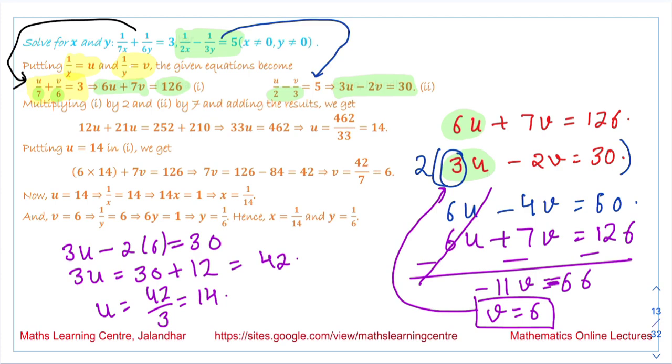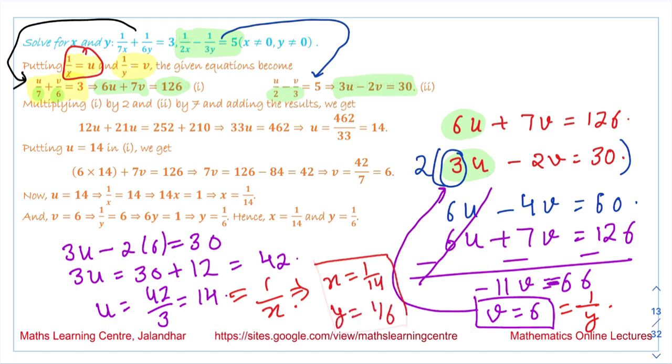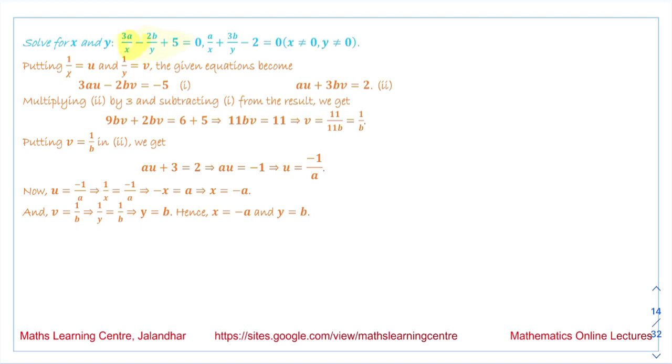What is the substitution that we have done? This is equal to 1 by x. This is equal to 1 by y. So this means the value of x we have is 1 by 14, and the value of y we have is 1 by 6. And these are the required solution, that x is equal to 1 by 14 and y is equal to 1 by 6. Next is solve for x and y, and these are the two equations that are given to us.